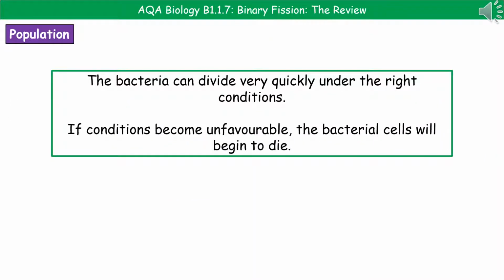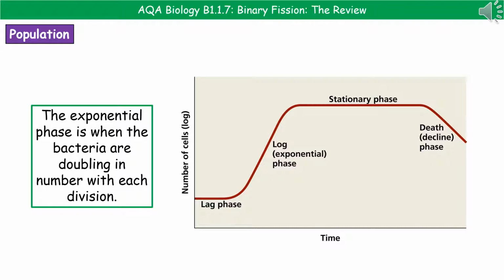When we think about the population of our bacteria, they can divide really quickly if the conditions are right. However, if those conditions for any reason become unfavourable, then the bacterial cells will start to die. We can show these population changes on a graph like the one on the right. Good news, GCSE, you don't have to know all those phrases. This is just a very clear graph that I found to show you, but you don't have to know everything.